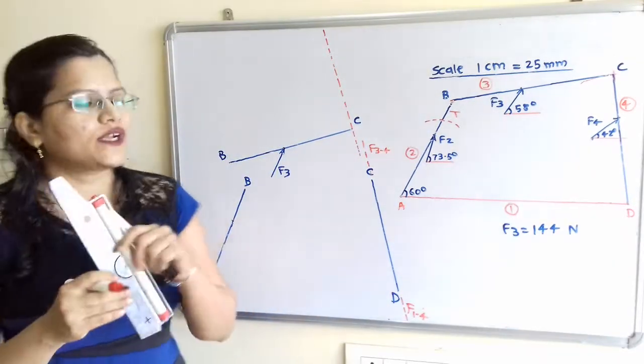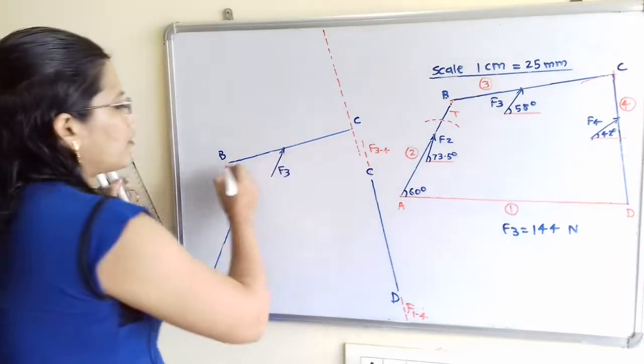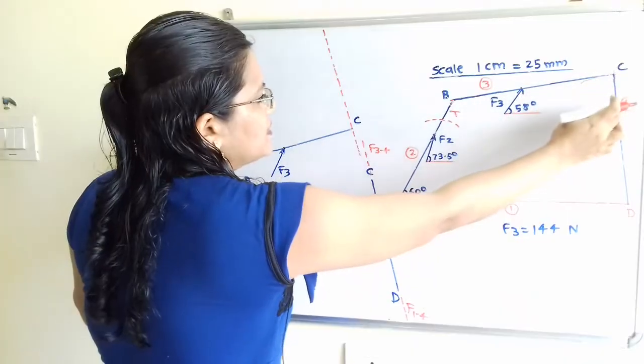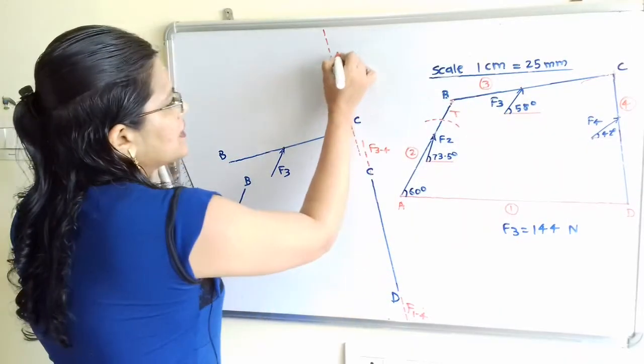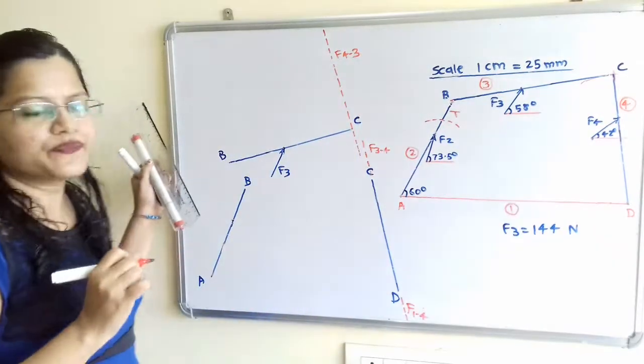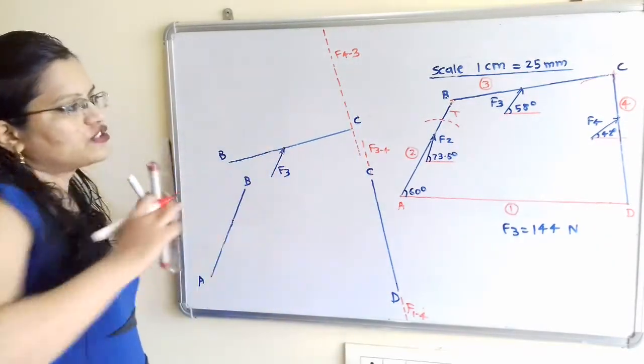Now we don't know what is the direction of force. So for this link BC, which force is applied? So through this point C, F4 to 3. So this is the line of action of force F4 to 3. Now we know the direction of F3.